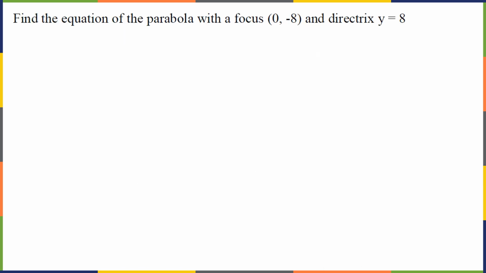Now, what happens if you're given certain information and in reverse asked to find the equation of the parabola? So in this scenario, we're given the focus of the parabola and the directrix. Notice that the directrix is a horizontal directrix, this means that the parabola has a vertical orientation.